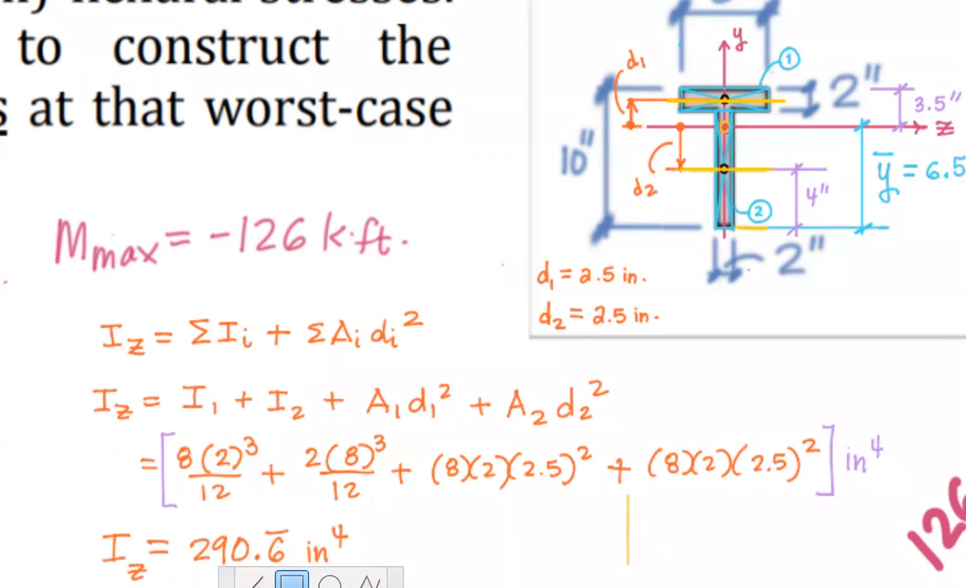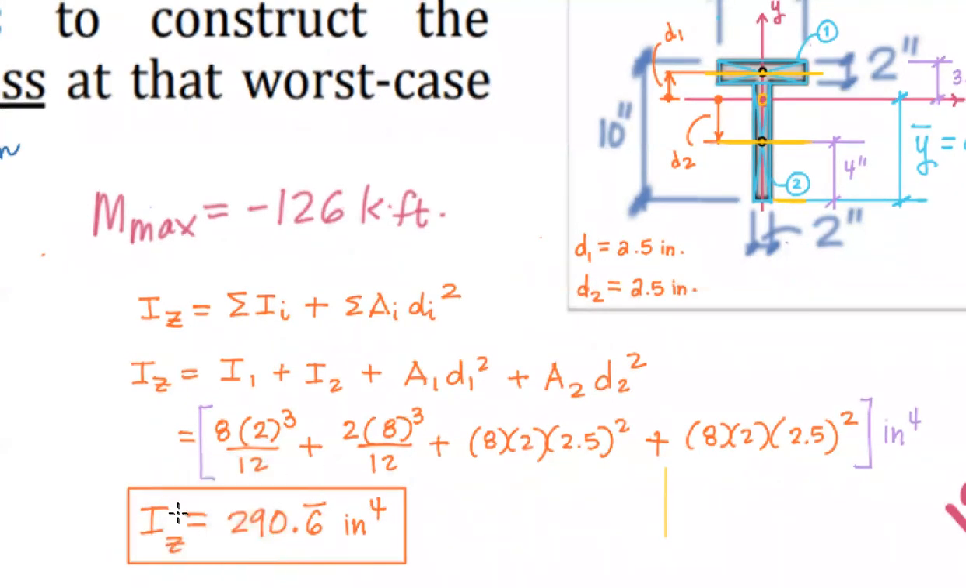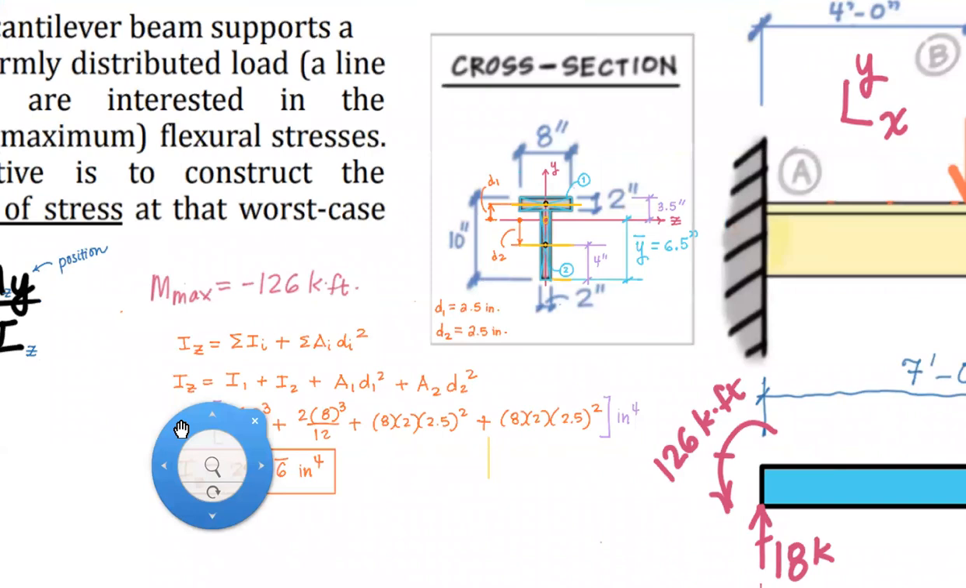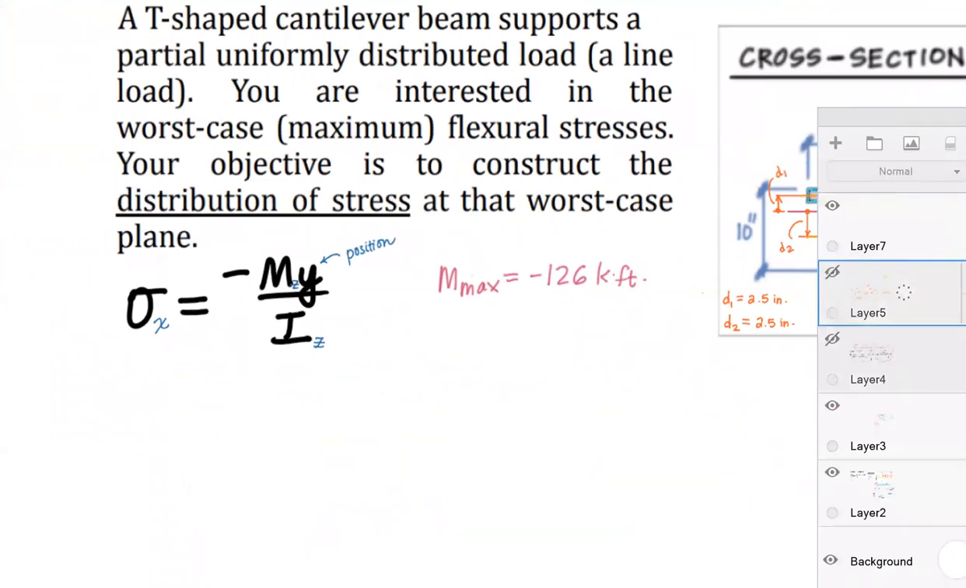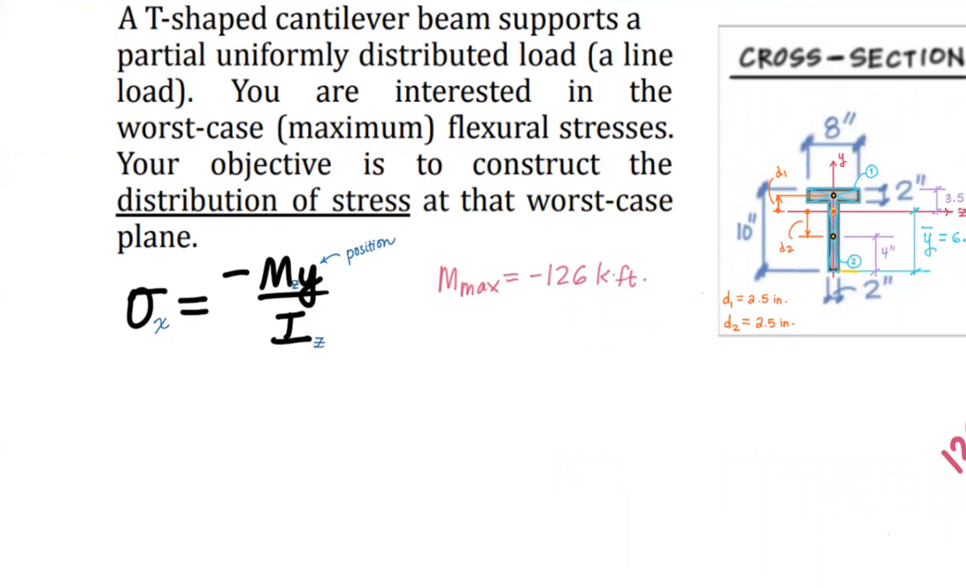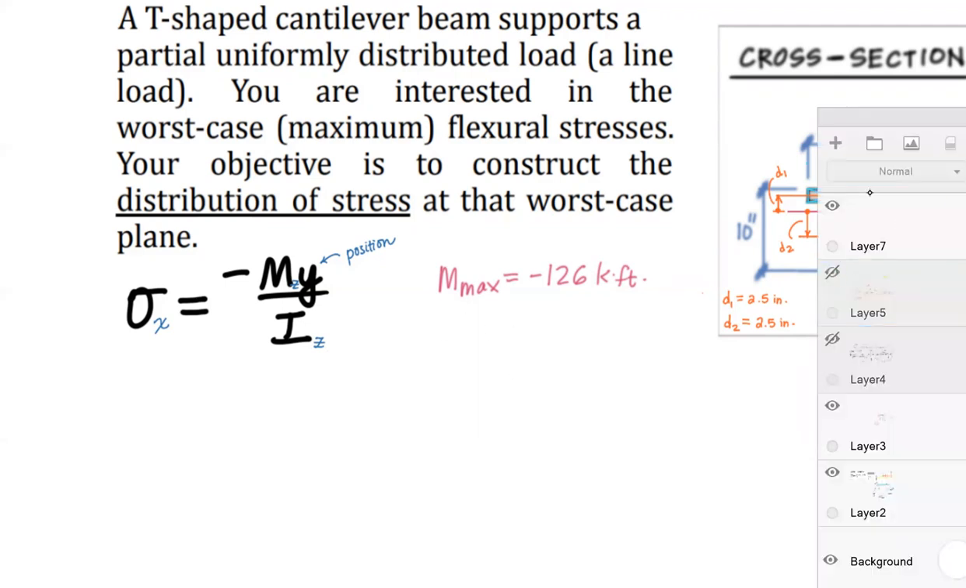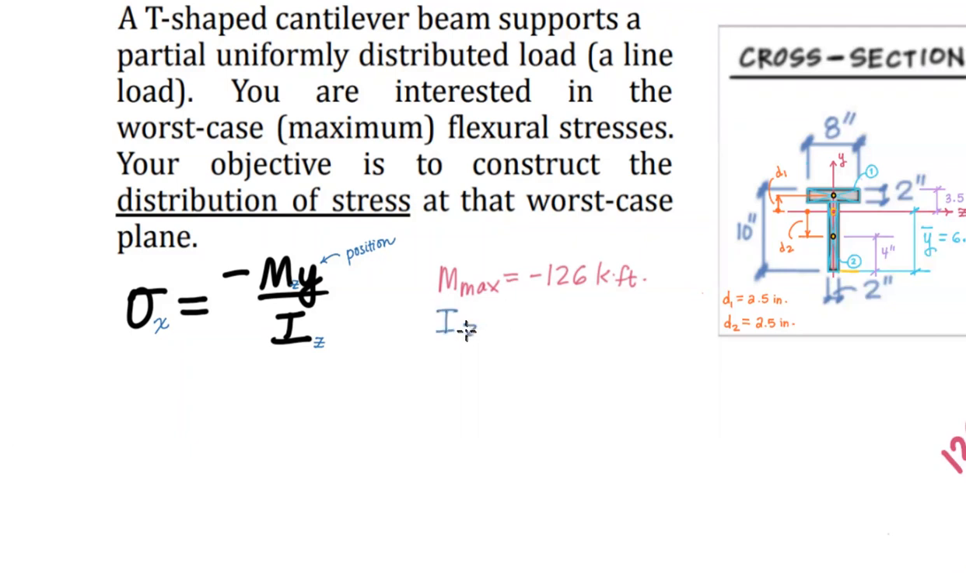Since this is just an intermediate step, I'm not done with the problem yet. I do want to keep all of those digits in my calculator, so I will continue to think of this and punch it in as 290.6 repeating. Whew, a lot of time, right, to do these centroidal calculations and moment of inertia. The good news is the more practice you get, the faster you will become, and you will need to be able to do those calculations at a decent speed in terms of exams. So the more practice, the better. You'll get faster and more accurate and have fewer errors, but it does require investment of time. Okay, I'll just write that conclusion. We just figured out that I sub z is 290.6 repeating inches to the fourth.